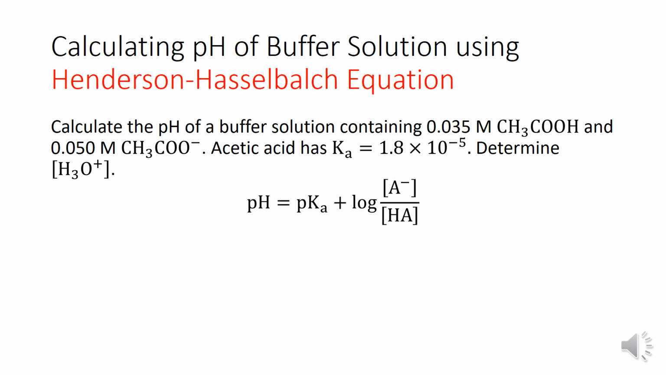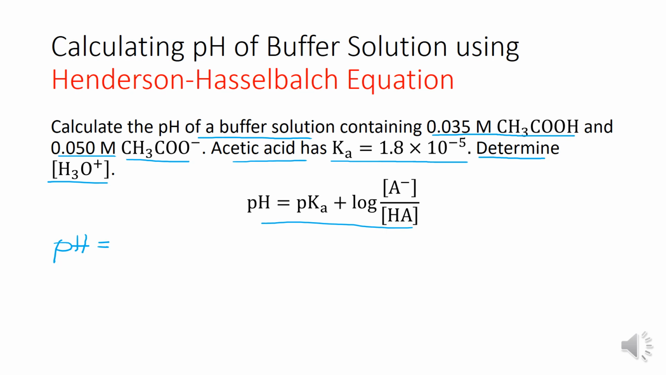Next, we have to calculate the pH of a buffer solution containing 0.035 molarity of acetic acid and 0.05 molarity of acetate. Acetic acid has a Ka of 1.8 times 10 to the negative 5. From the pH, we also have to determine the hydronium ion concentration. So once again, we have here the Henderson-Hasselbalch equation.